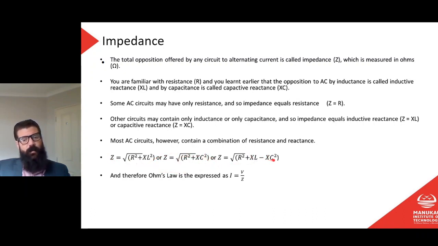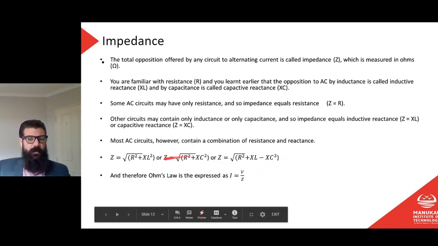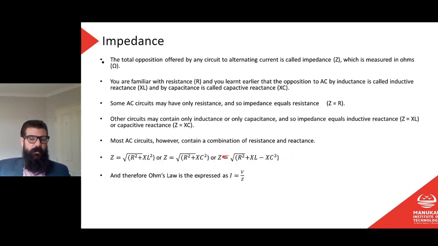If we have XL and XC, then we would go square root of R squared plus XL minus XC, squared. I would do that separately. So you work out your reactance first, XL minus XC, so then it would be R squared plus X squared. But you can do it like this as well. Either one of these formulas is fine, as long as you know which one you're supposed to be using. This one, if it's only resistance and inductance. This one, resistance, capacitance. This one, for all three.